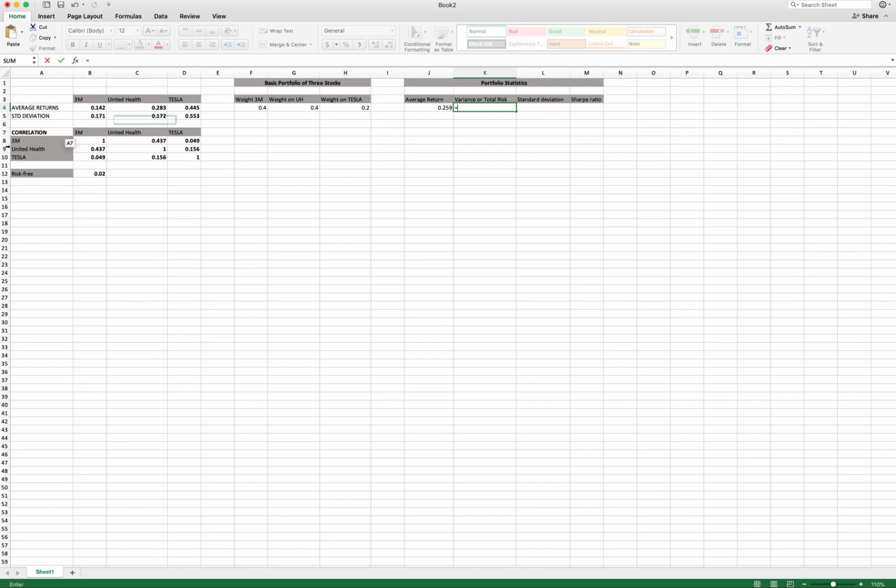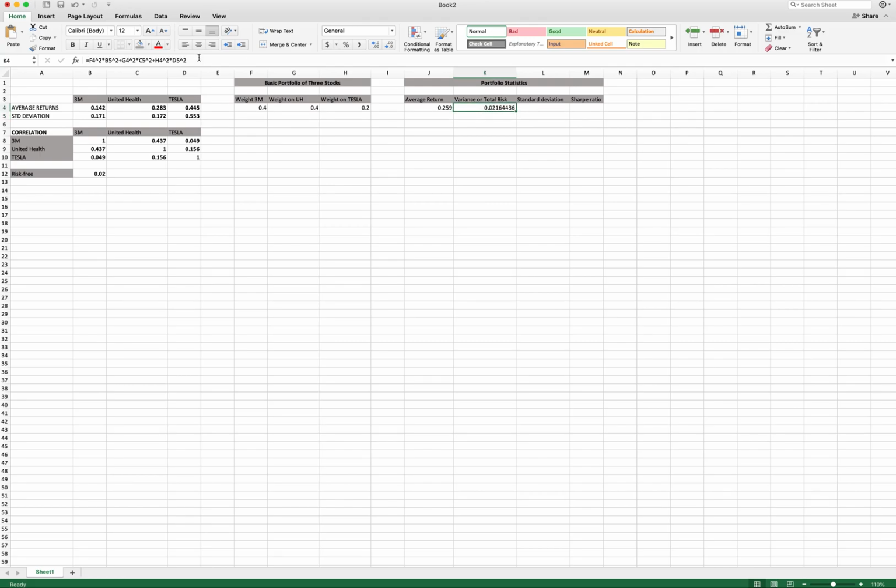Okay, so let's get started with the individual variances. So it's going to be the weight squared on 3M times the variance, which is the standard deviation squared, plus the weight on United Health squared times the standard deviation squared of United Health, plus the weight on Tesla squared times the standard deviation of Tesla squared. Okay. Are we done here?